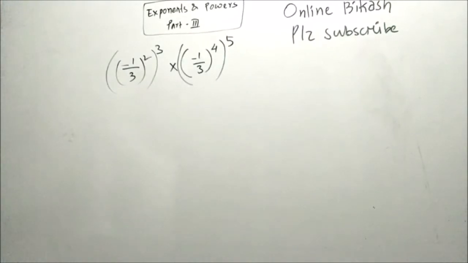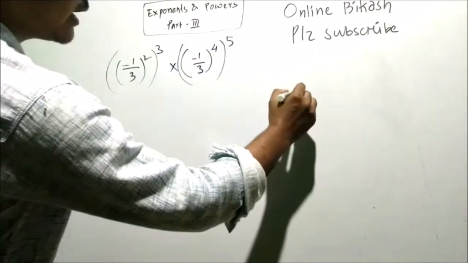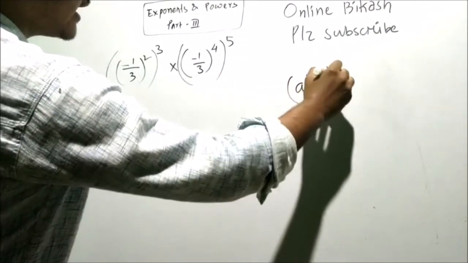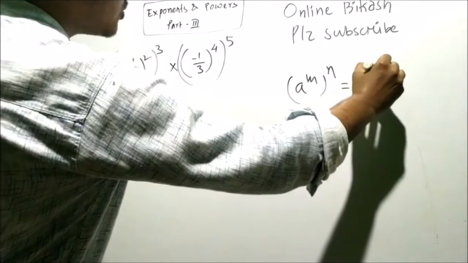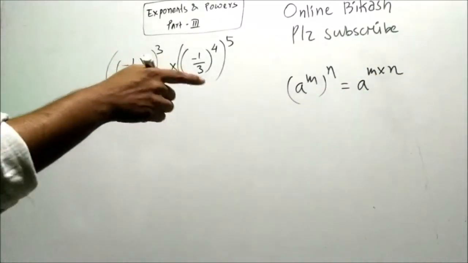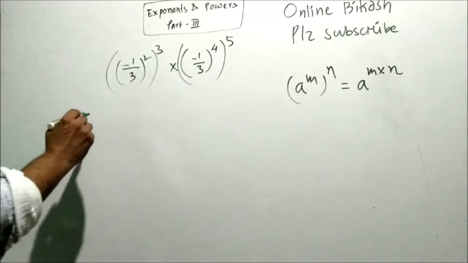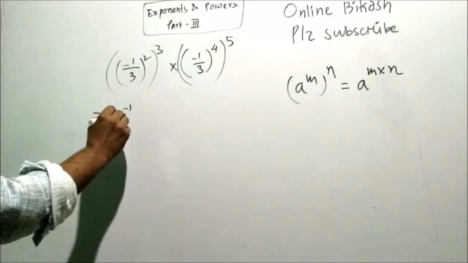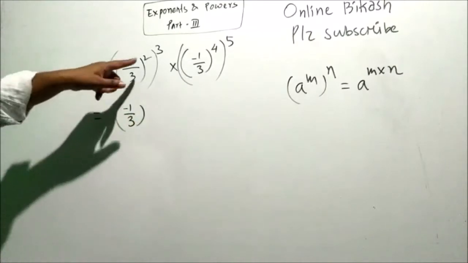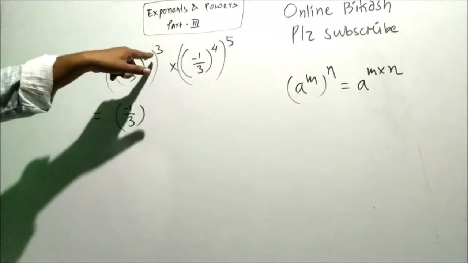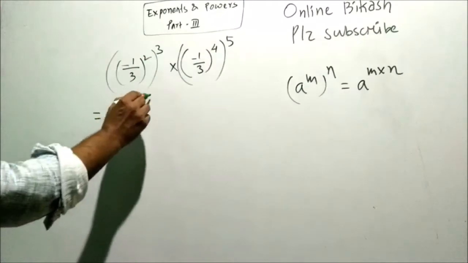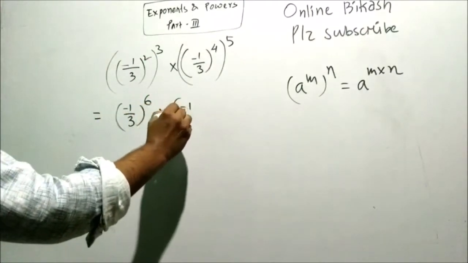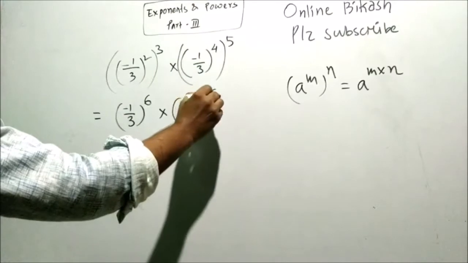So how will we simplify it? In the part 2 video where we discussed the laws of exponents, we got one law: a to the power m all to the power n is equal to a to the power m into n. We will use this law here first. Minus 1 by 3, since it is power of power, 2 and 3 will be multiplied. 2 threes are 6. Similarly, minus 1 by 3 whole to the power 20.